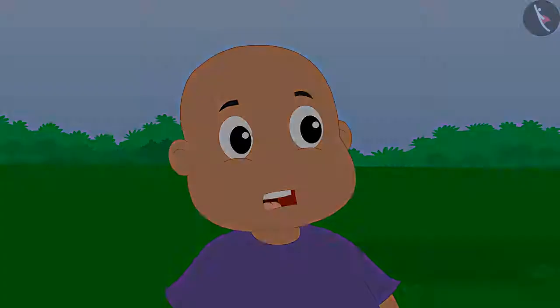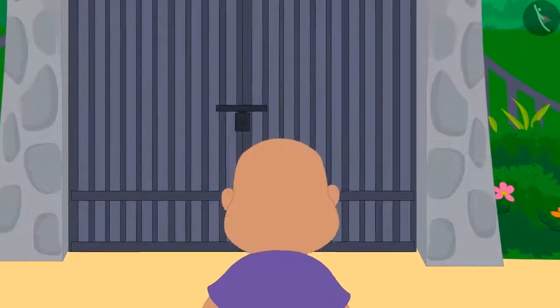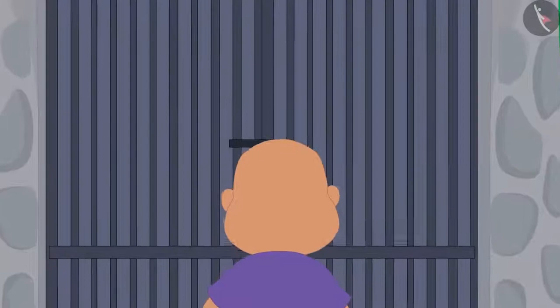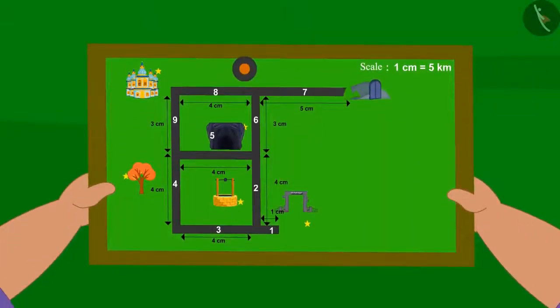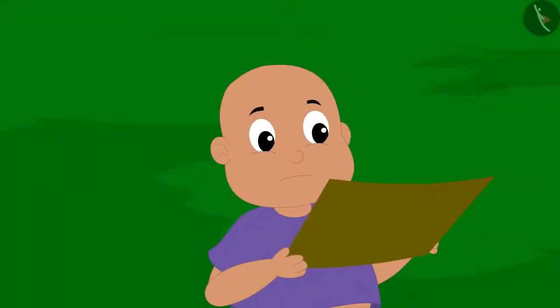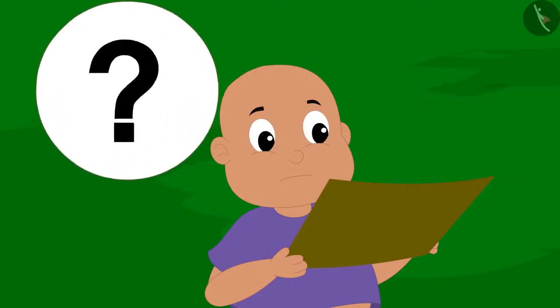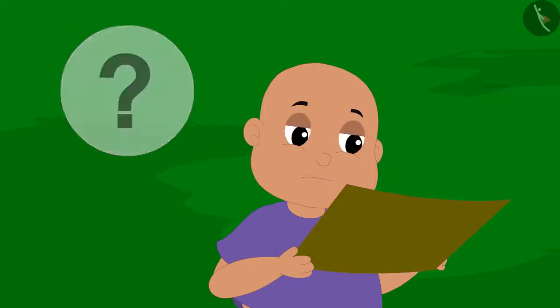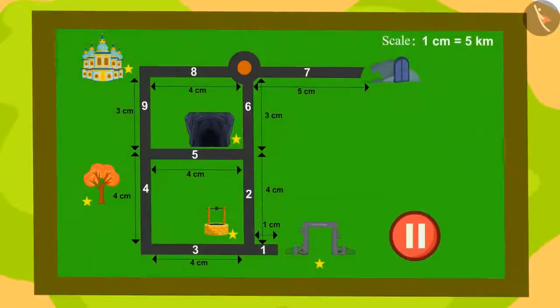He got a little scared and wanted to come out of the same gate where he entered from, but it was closed. Then he recalled that he has a map of the Ulta Pulta village, but Bablu did not know how to read the map. Can you help Bablu to get out of the Ulta Pulta village? Pause the video and look for a way to get out of the village.